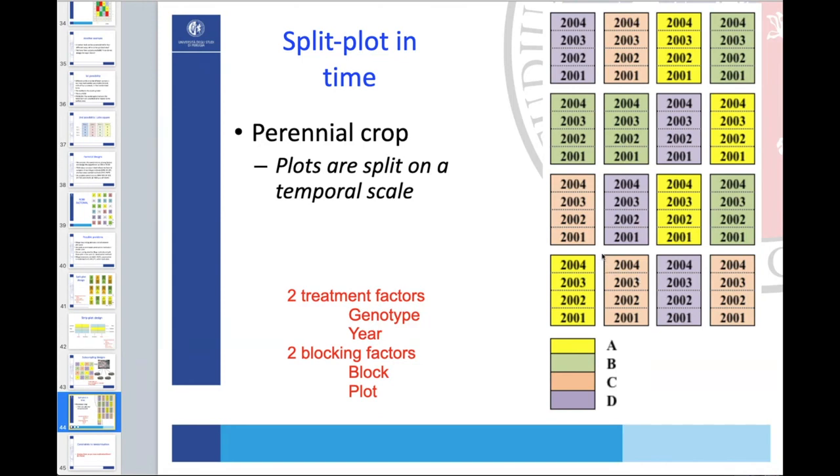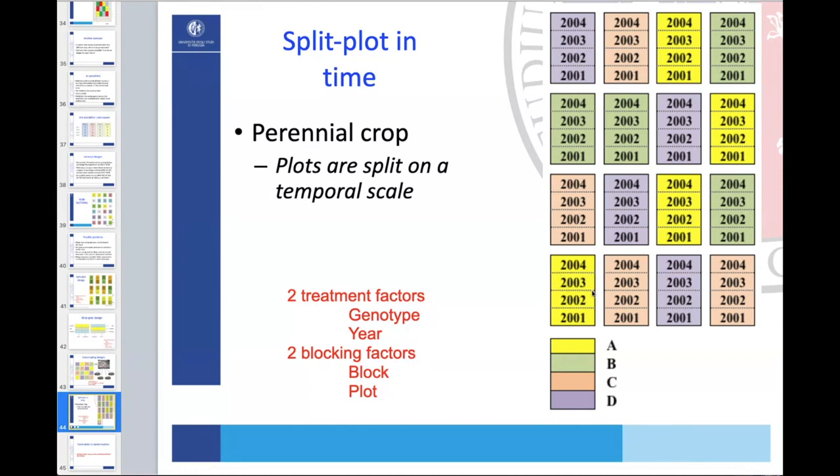And this is a perennial crop in particular. This was alfalfa. And you might know that alfalfa is a crop which lasts for 3-4 years in the field. Let's say 4 years. So I take this plot, the yellow one, bottom left, and I harvest it 4 times in 2001, 2002, 2003, and 2004.